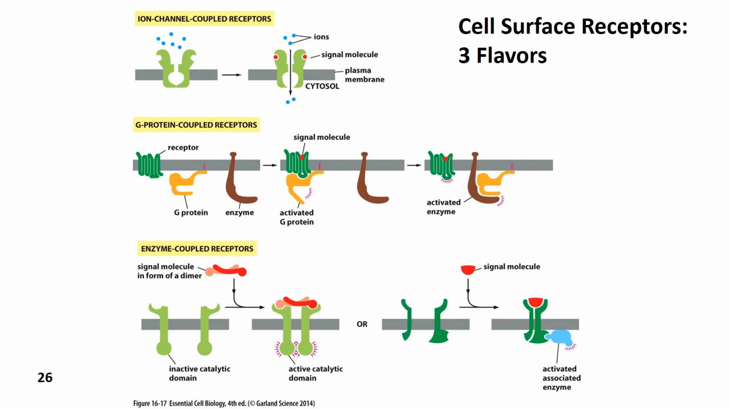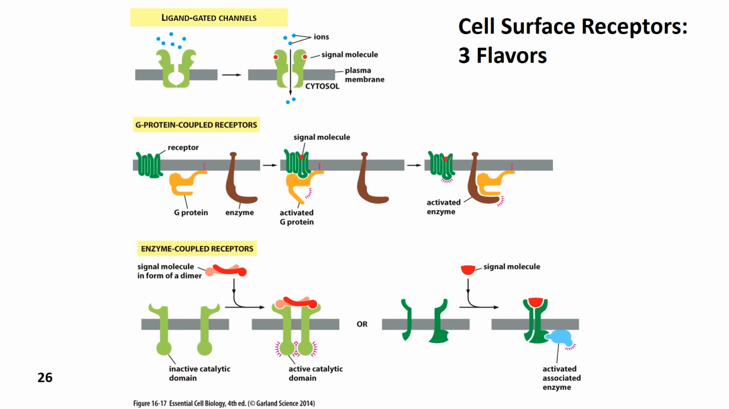Finally, these cell surface receptors about which we've been speaking come in 3 flavors. First, our ion channel receptors. We've referred to these as ligand-gated channels in previous lectures. And because we've spoken about these previously, we won't spend a lot of time talking about them here.